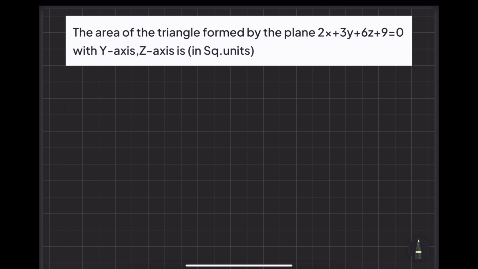So, we got a wholesome new problem which says: the area of the triangle formed by the plane with the y axis and z axis. Okay, so look at this, how we will solve this problem. First, let's try to draw the x, y, and z axis. So, look at this.